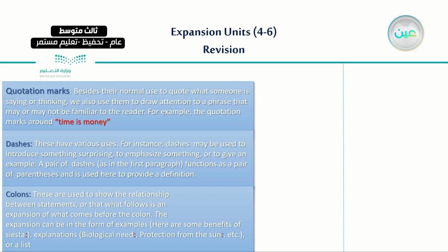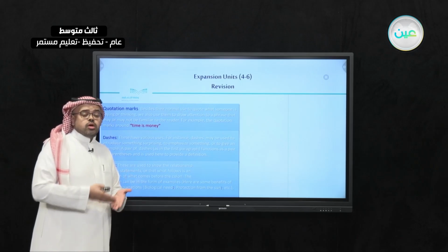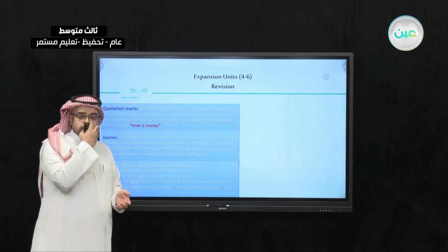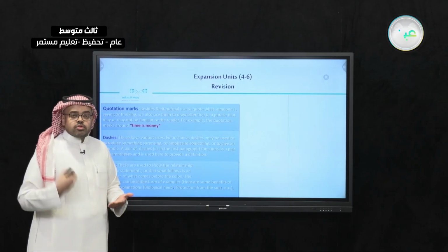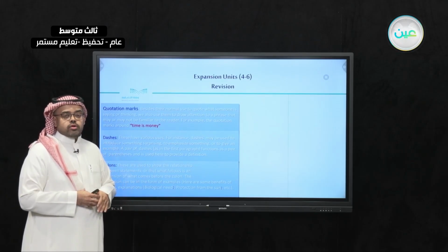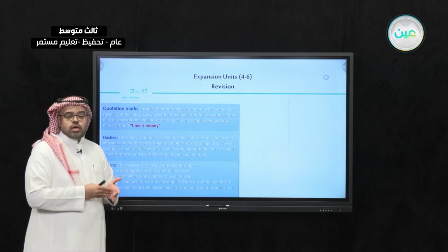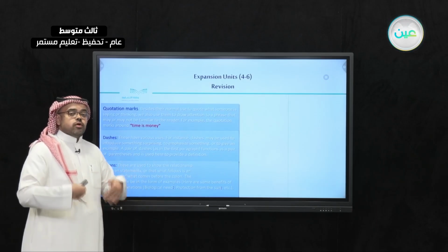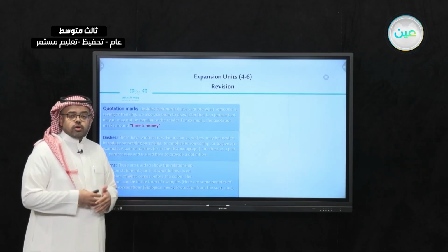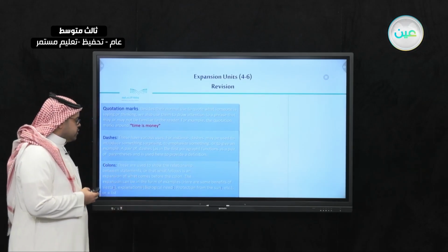what follows is an expansion of what comes before the colon. So for example, if you want to clarify something, we usually put a colon before we try to do it, or even sometimes when we want to list something that has more than one level or more than one item, we usually put a colon before it, just for further explanation of that term or of that expression.